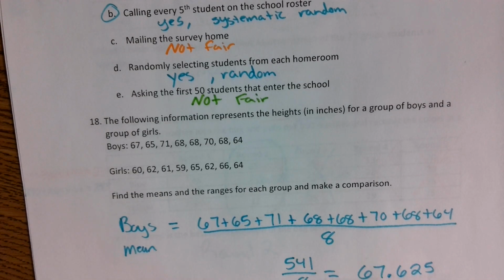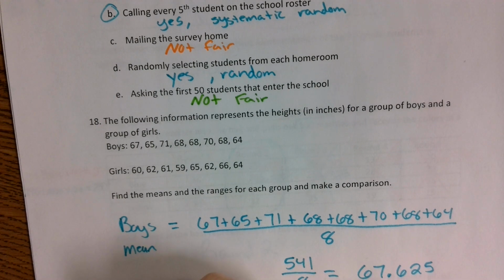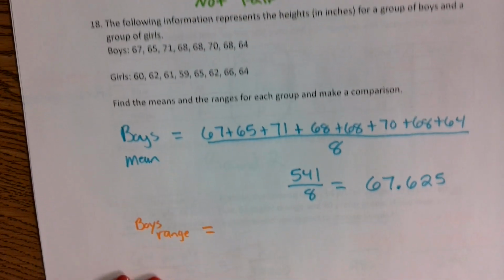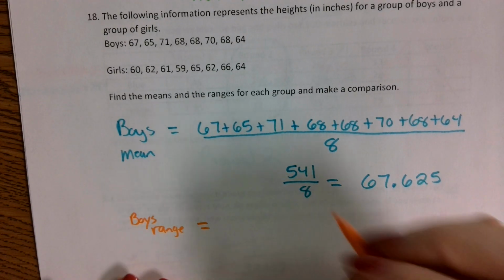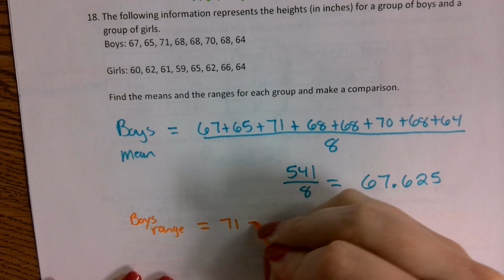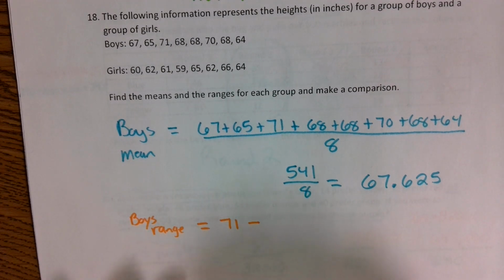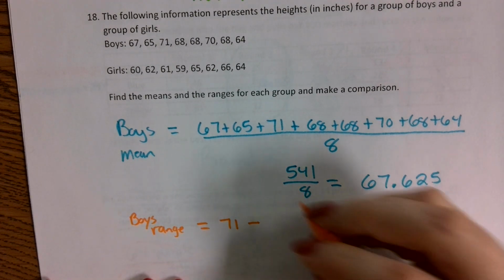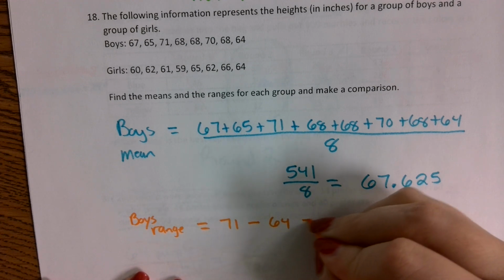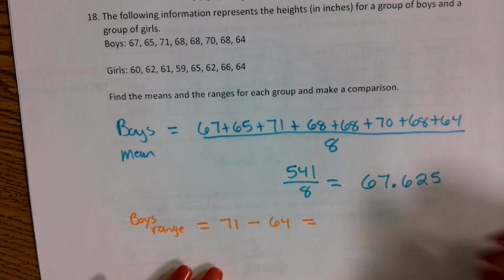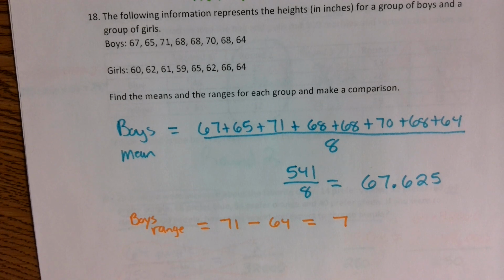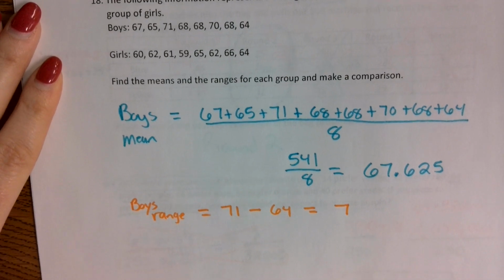Okay, the boys' range. We need to take the largest number. What's the largest number for the boys? 71. Then we're going to subtract the smallest number for the boys. What's the smallest number for the boys? 64. So when we subtract those, what do we get? 7. There's the range.